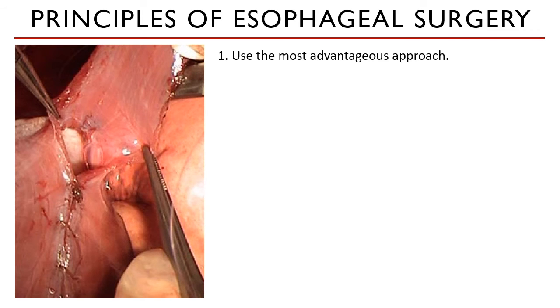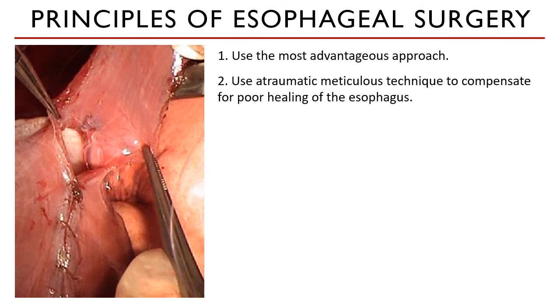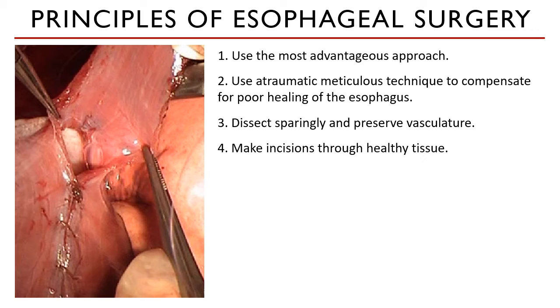To summarize the principles of esophageal surgery, number 1, use the most advantageous approach. You have to identify what technique would be highly beneficial to your patient with the most atraumatic technique possible. With that, use this technique to compensate for the poor healing of the esophagus.